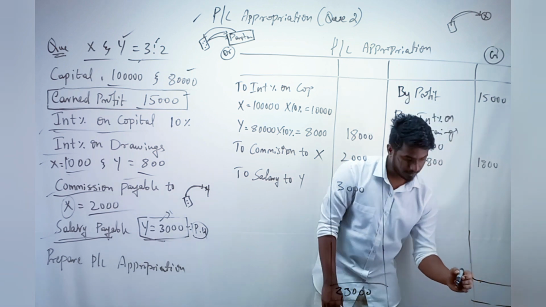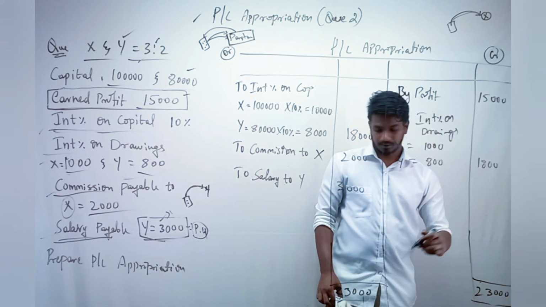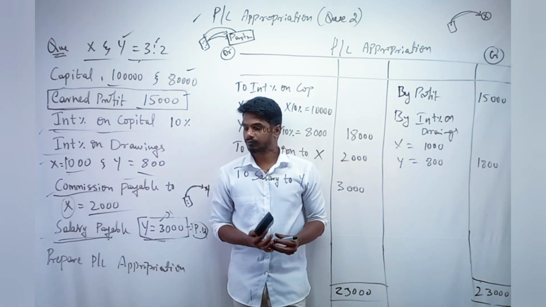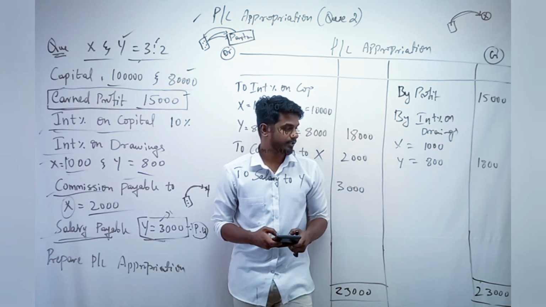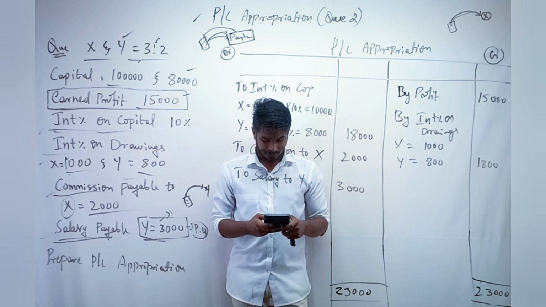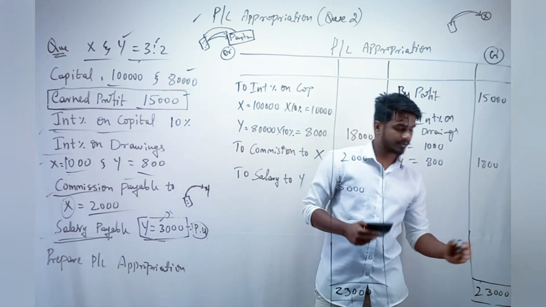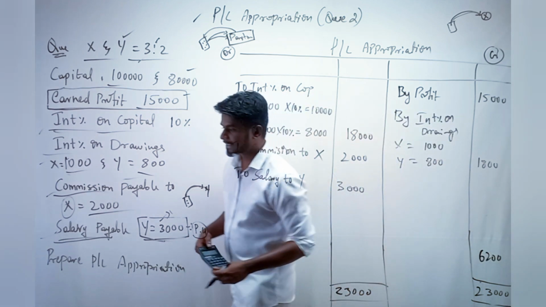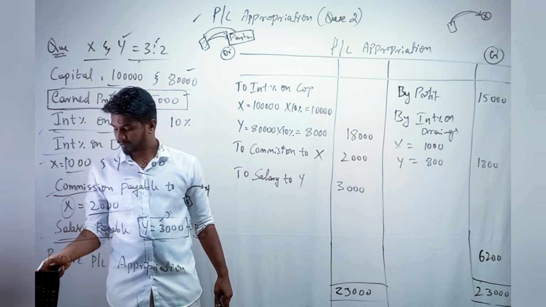So this will be our total, not 16,800. This time we got a loss. 23,000 including commission 2,000. Yeah, that's perfect. 23,000 minus 16,800. The loss is 6,200.